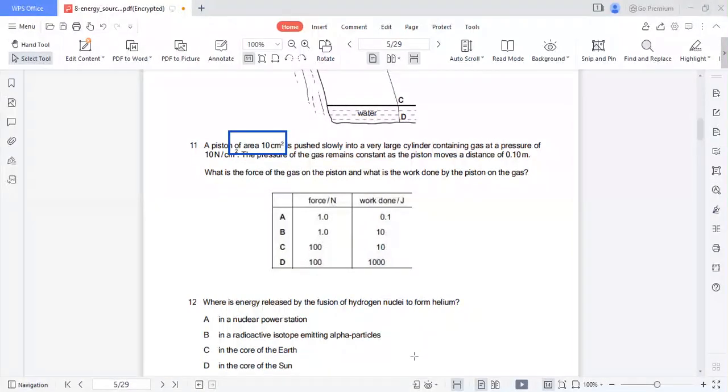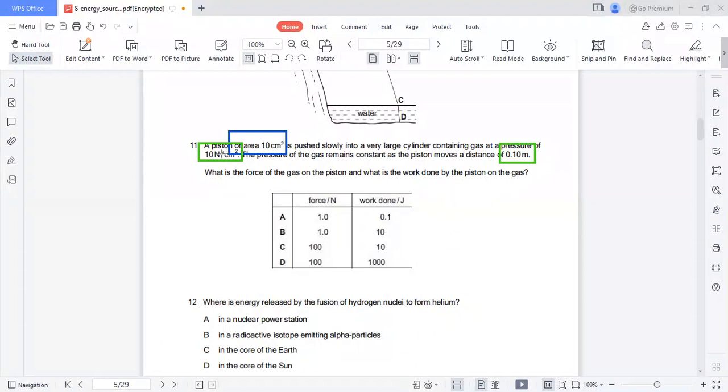And here is the pressure, which is 10 newtons per centimeter squared. And this is the distance, 0.1 meter. What is the force of the gas on the piston? What is the work done by the piston on the gas?